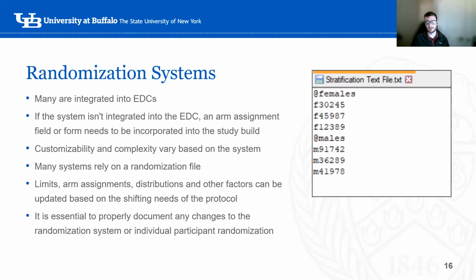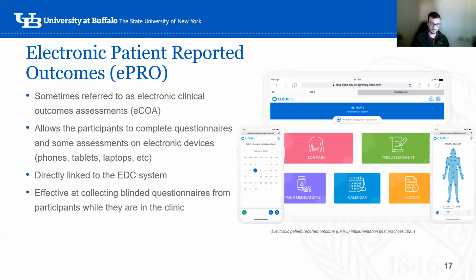And it is essential to properly document any changes to the randomization system or individual participant randomization. Change everything. All the regulatory components say we need to document it and we need to document it well. If we ever get audited, that always comes up. Why did we make any changes? Did we document it properly? So it's always something to consider.